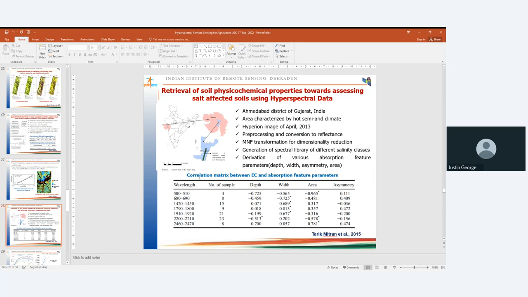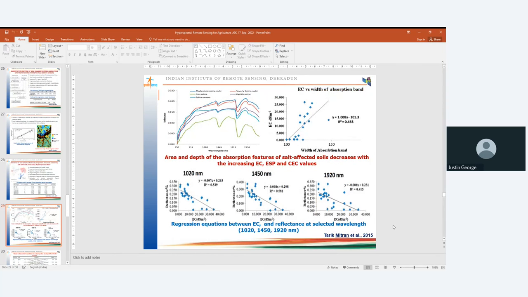And this is the correlation matrix between the electrical conductivity and the absorption feature parameters of the area. You can see that within this particular wavelength range, the electrical conductivity has sufficiently good correlation values with various parameters like the depth, the width, the area, the symmetry, and all other things. This particular graph is mainly generated using the field collected soil samples.